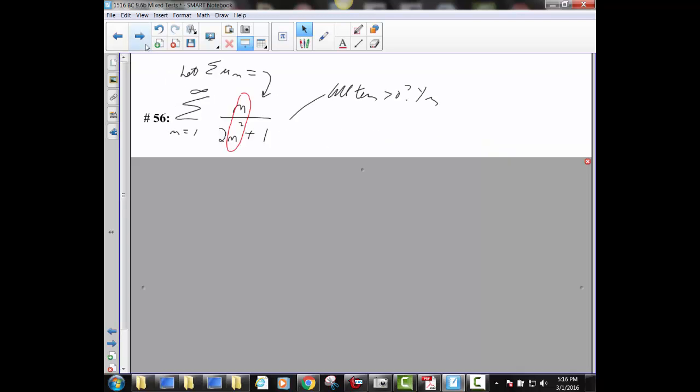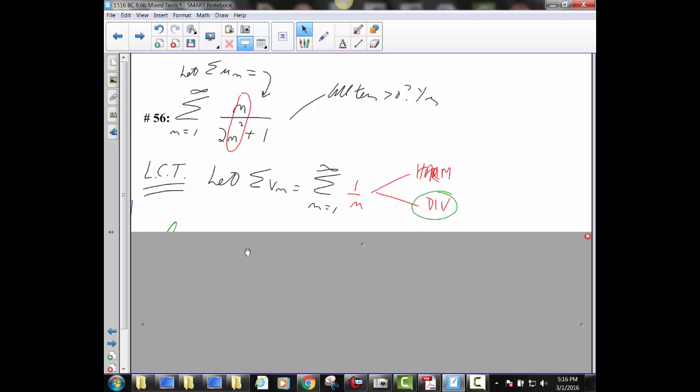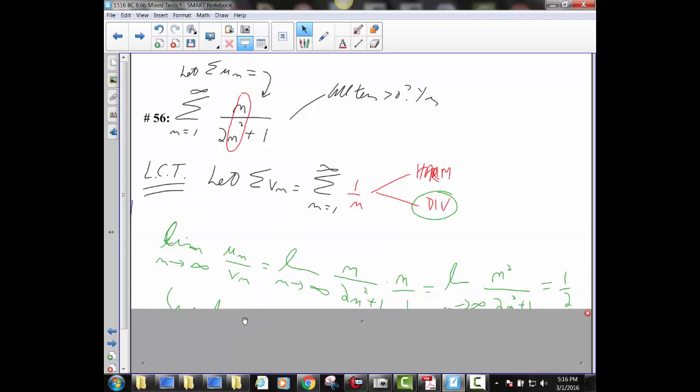Okay, so right now you'll notice this is no special kind of series, not geometric. It's not a p-series. It's not an alternating series, so we're going to use the limit comparison test. We're going to get rid of the plus 1. We're going to get rid of the 2. We have n over n squared, so we're going to compare it to 1 over n, which is harmonic and therefore divergent. We're going to use the limit comparison test.